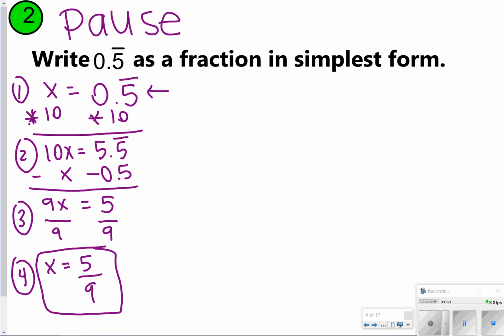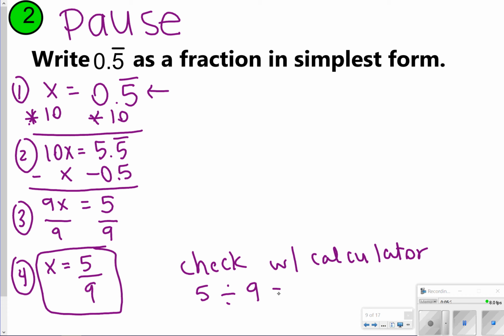One way you can check these before your test, obviously, because you won't be able to use a calculator on your test, is to check with a calculator. If you just type in top number divided by bottom number, you should get the 0.5 repeating.